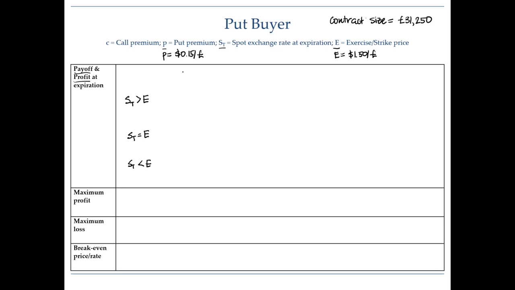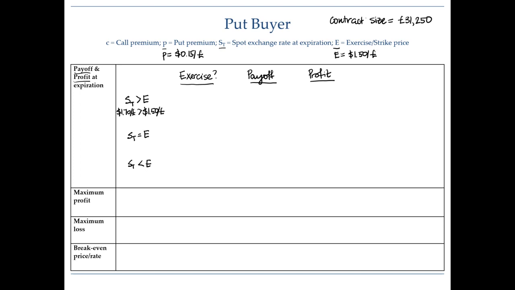For each one of these scenarios, we have to think about whether you will exercise this contract or not as a put option buyer. And if you were to do so, what's the payoff, and what's the profit going to be in each one of these scenarios? So let's take a look. In the future, let's say spot rate at expiration happens to be $1.70 per pound. So obviously this is higher than your exercise rate of $1.50.